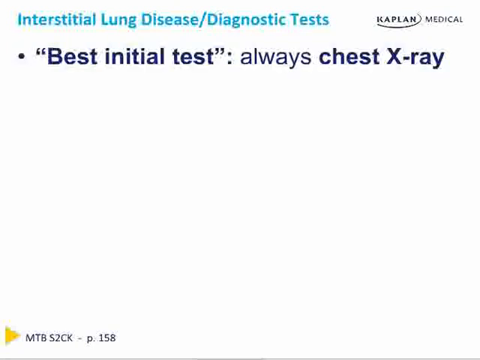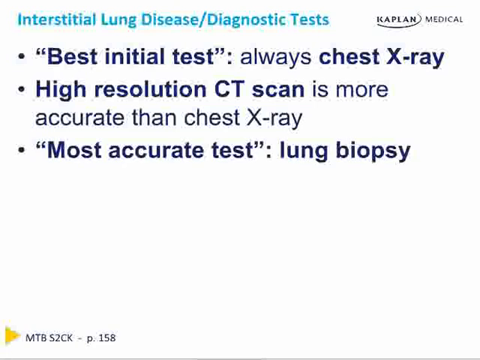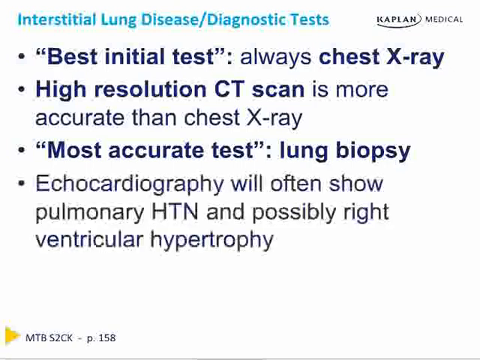For interstitial lung diseases, the answer to the best initial test is always a chest x-ray. However, chest x-rays have extremely poor accuracy with regard to interstitial lung disease. High-resolution CT scan is much more accurate than a chest x-ray. However, the most accurate test in this situation is a lung biopsy.